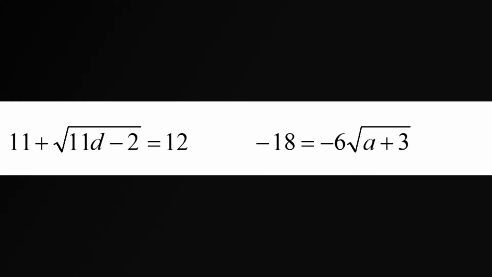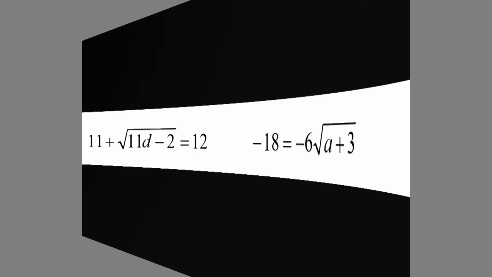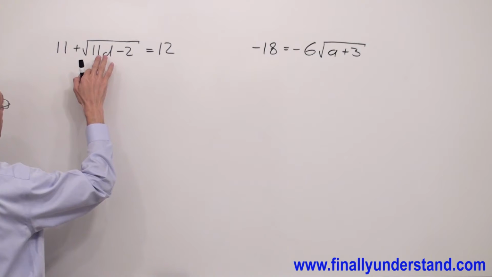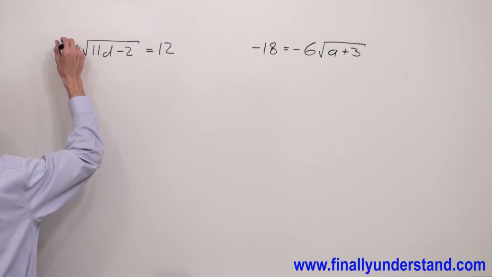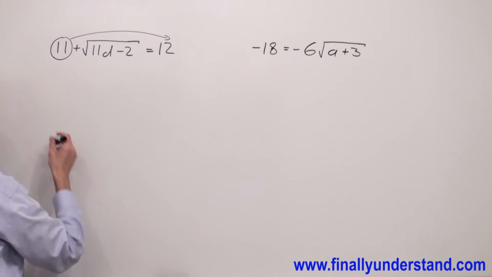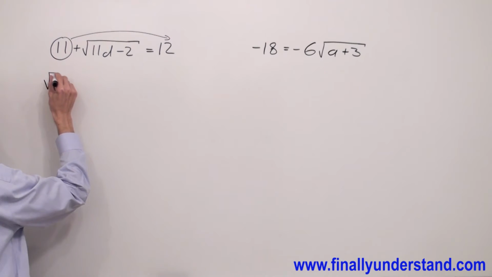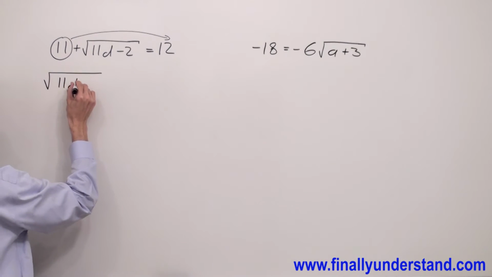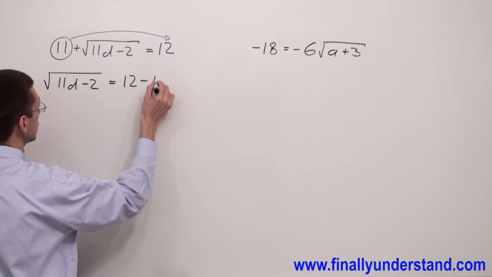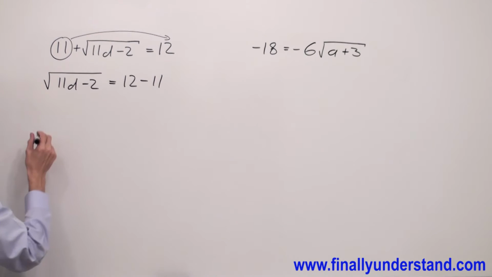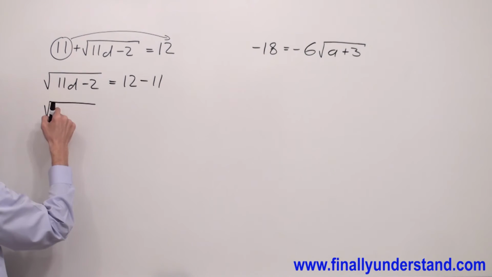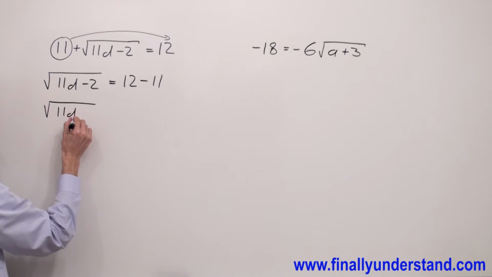First, I have to make sure that on the left side of my radical equation, I'm going to have just the radical. So in order to do so, I have to move my 11 to the right side of the equal sign. That's why I'm going to have square root of 11d minus 2 is equal to 12 minus 11. D is my unknown, and it is under the radical sign. Let me copy this problem one more time.